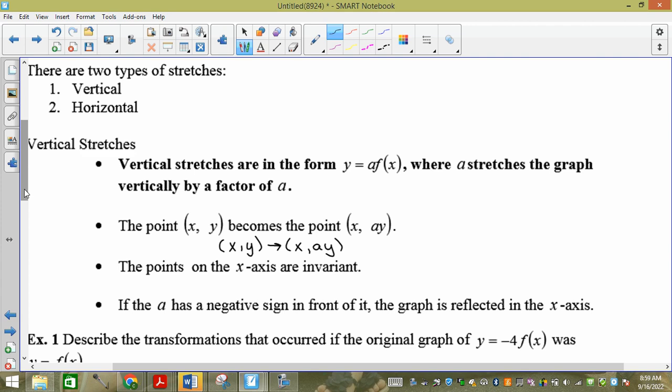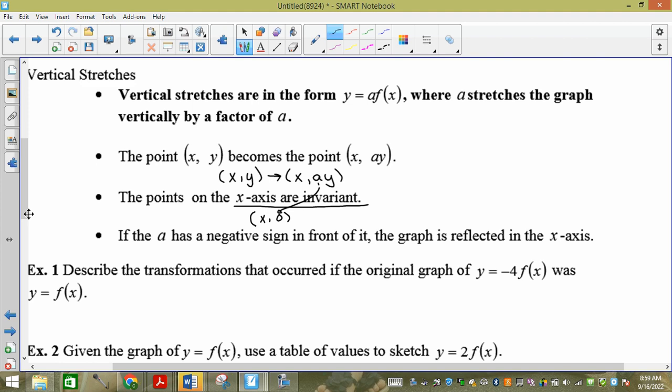The points on the x-axis are invariant. Once again, the points on the x-axis are invariant because the points on the x-axis are always of the form (x, 0). Well, if I'm multiplying 0 by any number, it's going to stay 0, correct? So that's why reflections in the x-axis and stretches will remain invariant for x-intercepts.